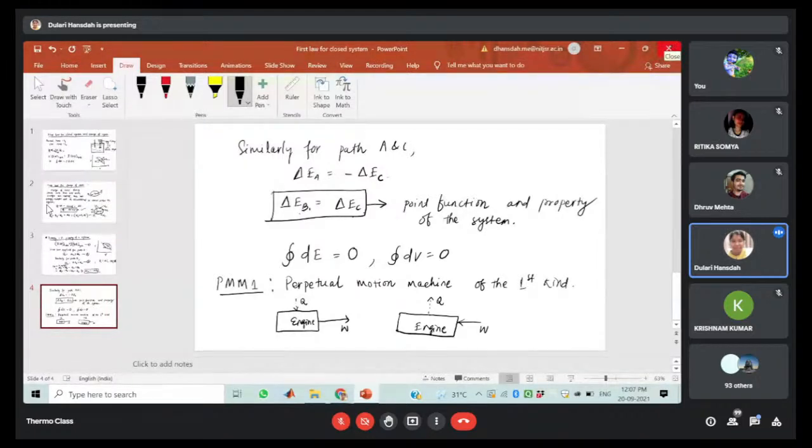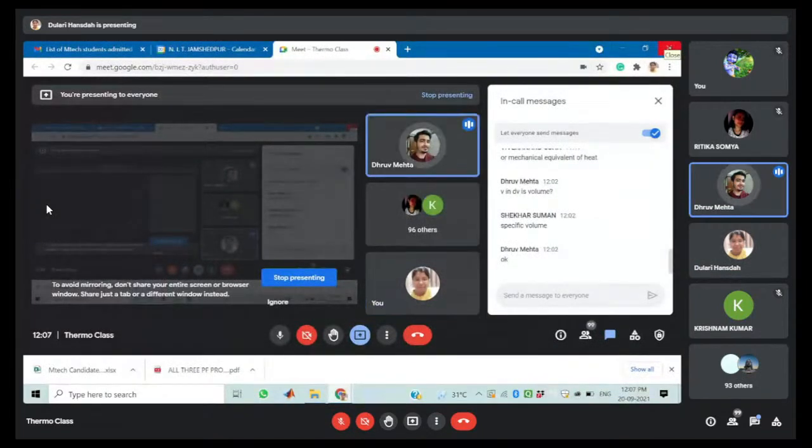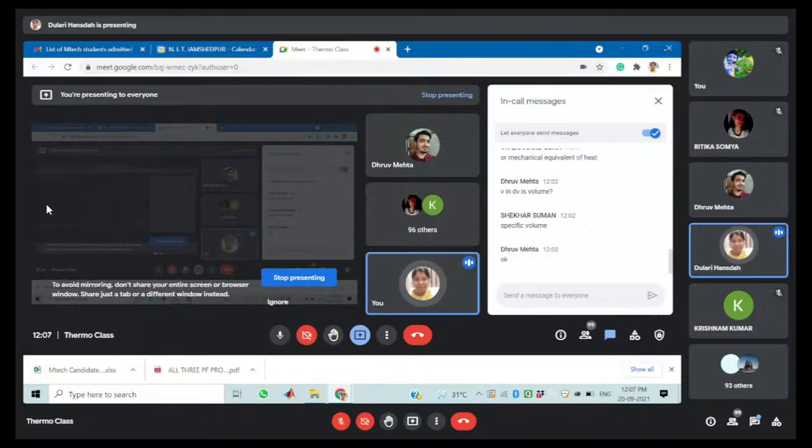Ma'am, if a paddle wheel is working and its rotor is in a compartment which is filled with vacuum, there is no fluid inside, can we say it is PMM of first kind? It is taking work input but not giving any heat output. No, PMM1 is only related to the engine. Only related to the engine.